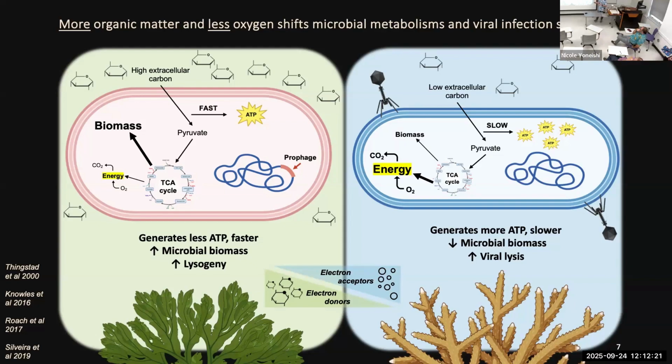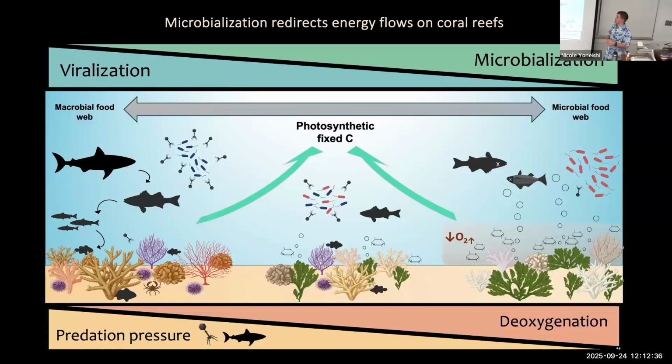So ultimately, I've given you a lot of information here. We think this is really coming down to these two levers here, our electron acceptors, which is our oxygen, and our electron donors, which are our sugars. So we think pushing the system in either of these different ways really impacts how microbes are acting in an ecosystem.